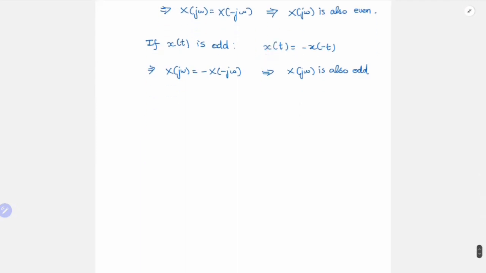So next property, let us see conjugation and conjugate symmetry.